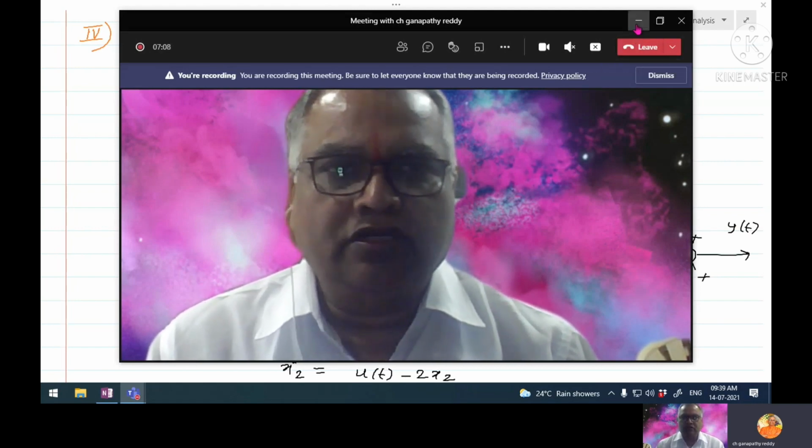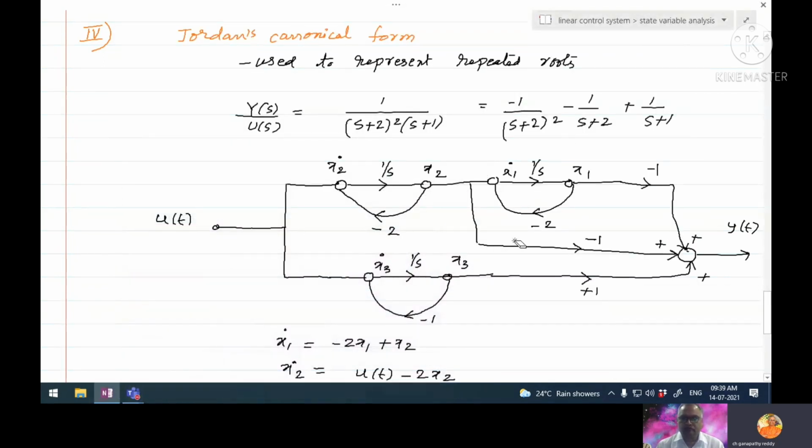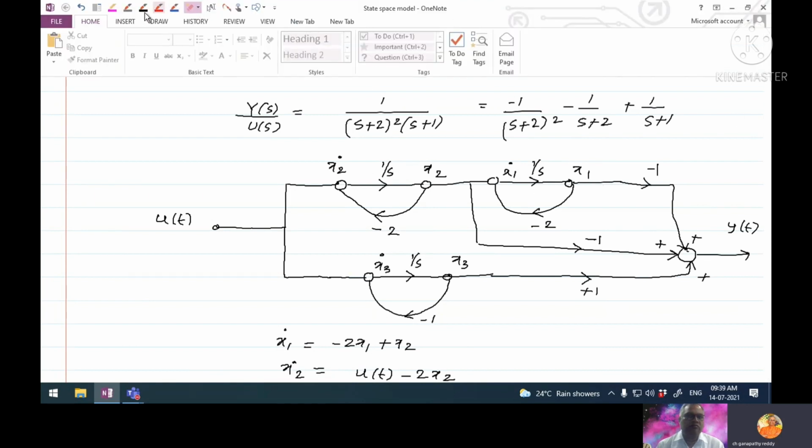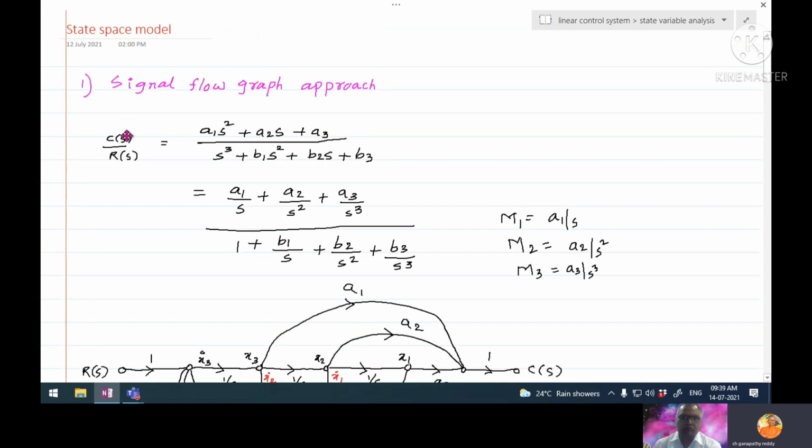So there are three methods. Let us study one by one. State space model. The first method is signal flow graph approach.